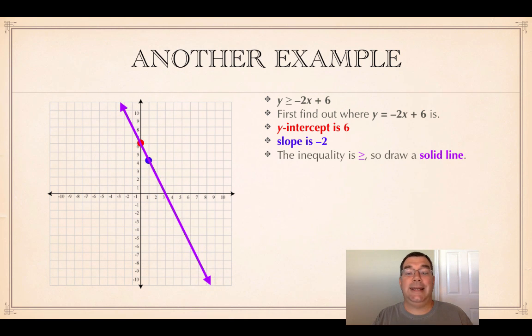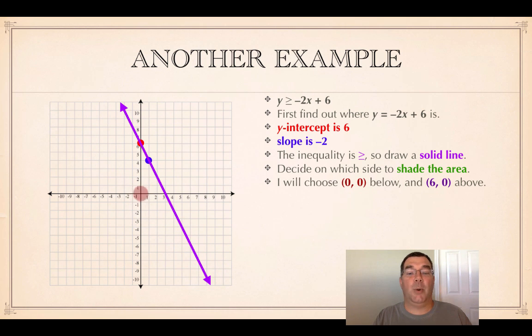The inequality is a greater than or equal to, so I draw a solid line because it's got that extra line at the bottom of the inequality. And now I need to figure out whether to shade above that line or below that line. So I pick 2 random points. And I've decided to use (0, 0) again and (6, 0) again. As long as they're not points that are actually on the line, you're okay.